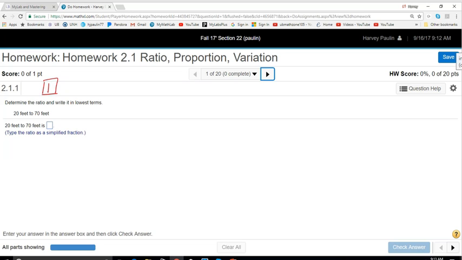So, for number 1, determine the ratio and write it in lowest terms. Now, we said a ratio is a comparison of numbers. We could write it as a fraction, or we can write it horizontally using colons here.